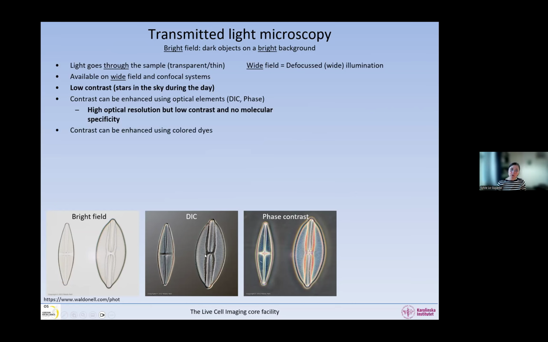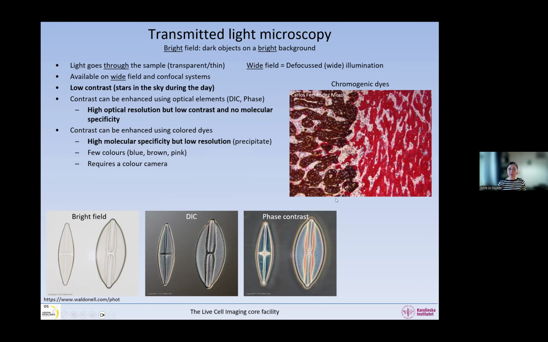But the contrast can also be enhanced using colored dyes. For example, in here we have chromogenic dyes, that you know are used in the clinic, and these are very good. But the problem anyway is that you can label antibodies, so you have a high molecular specificity, but you have a low resolution because the way they work is that they precipitate. So it makes a big blob at the place where you have one molecule.